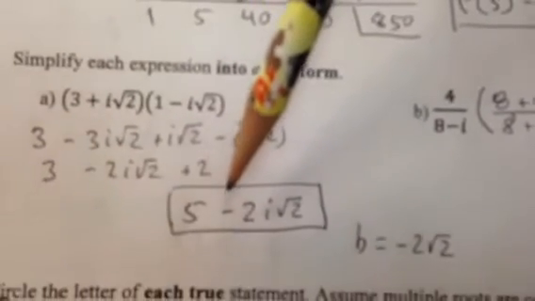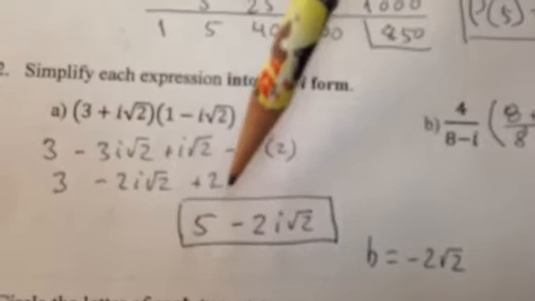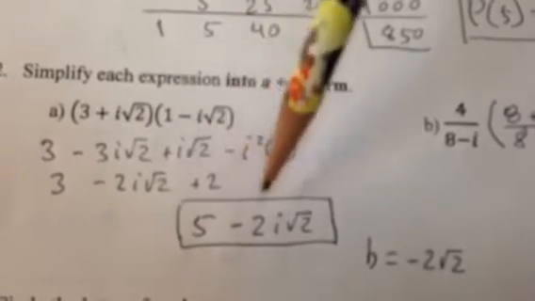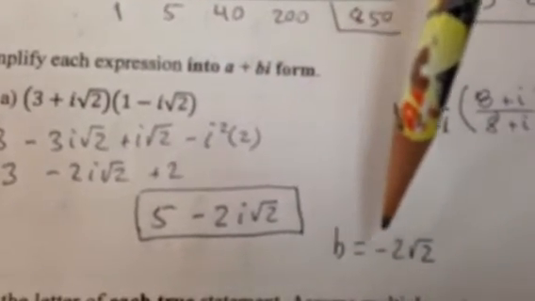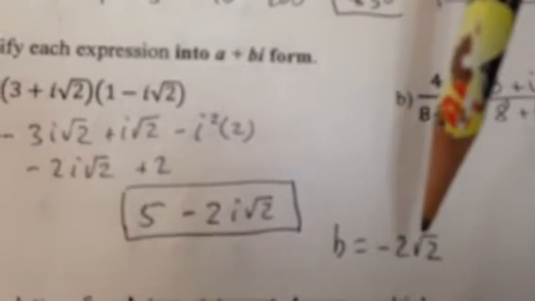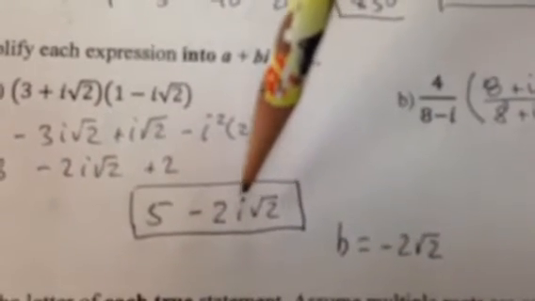And if I was to ask you on the test to identify the value of b, for example, in this number, you would say that b equals -2 root 2, because that's the number that's multiplying i.